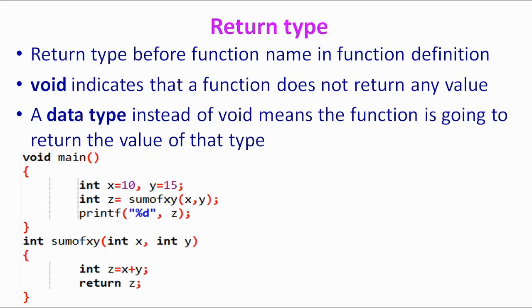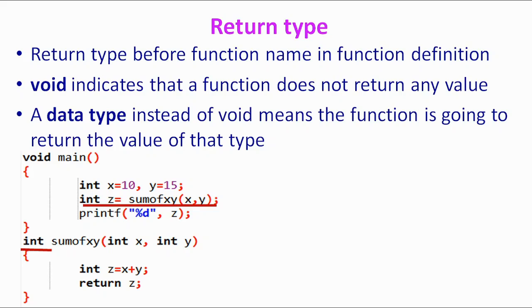In this example, the main function does not return any value and so its return type is void, but sumxy is going to return an integer value, so its return type is mentioned as int. Note that no return type should be mentioned at the function calling statement. Only at the function definition it is needed.